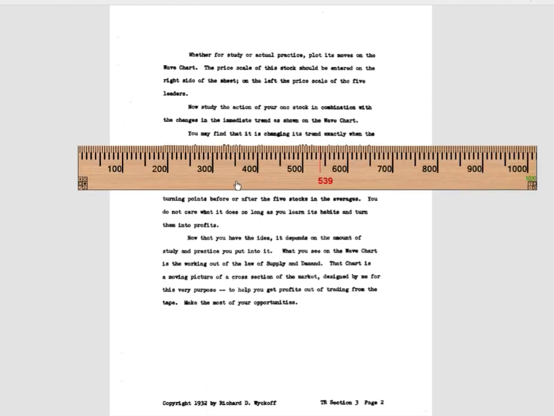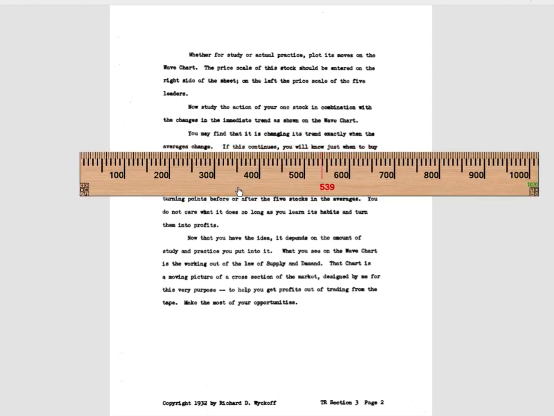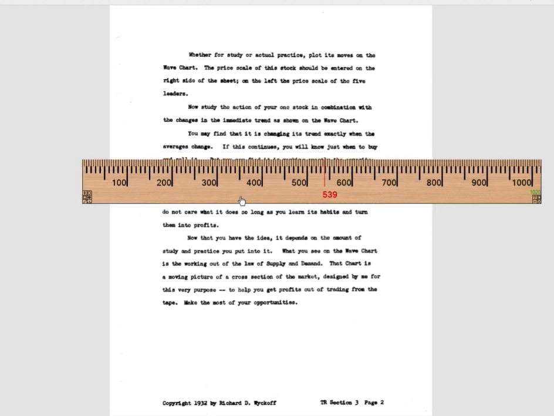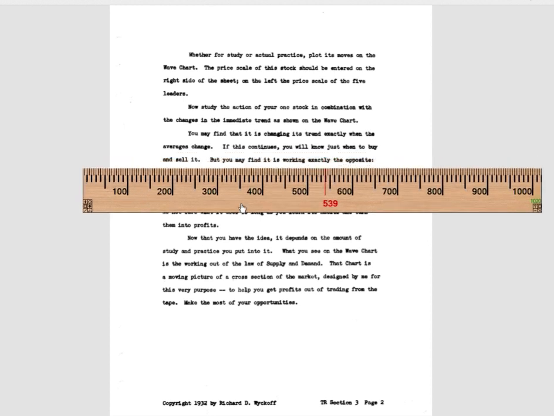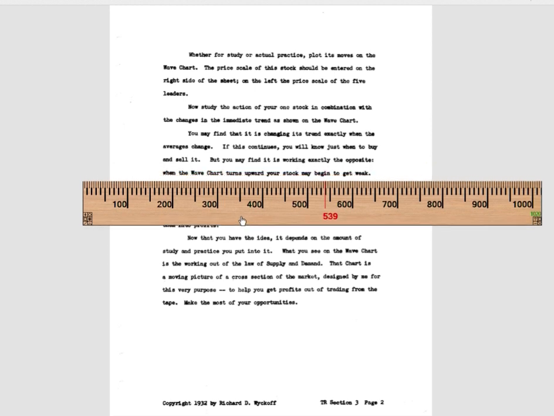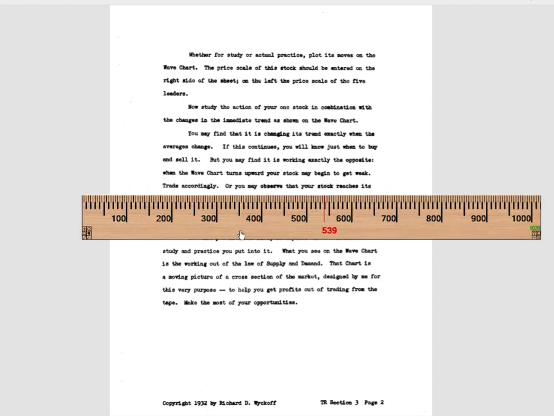You may find that it is changing its trend exactly when the average changes. So just compare, like, Apple to NASDAQ or something like that. If this continues, you will know just when to buy and sell it. But you will find it's working exactly the opposite when the wave chart turns upward and your stock begins to get weak. Trade accordingly.